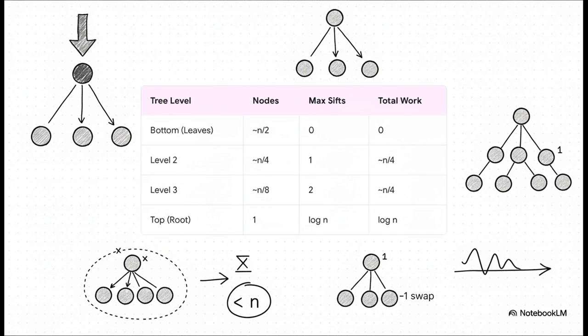Look at the numbers here. Most of the nodes are near the bottom, so they only have to sift down 1 or 2 levels. It's only that single node at the very top that might have to do the full log n amount of work. When you add it all up, it turns out the total number of swaps is actually less than n. It's a bit of mathematical magic that gives us that amazing linear time build.